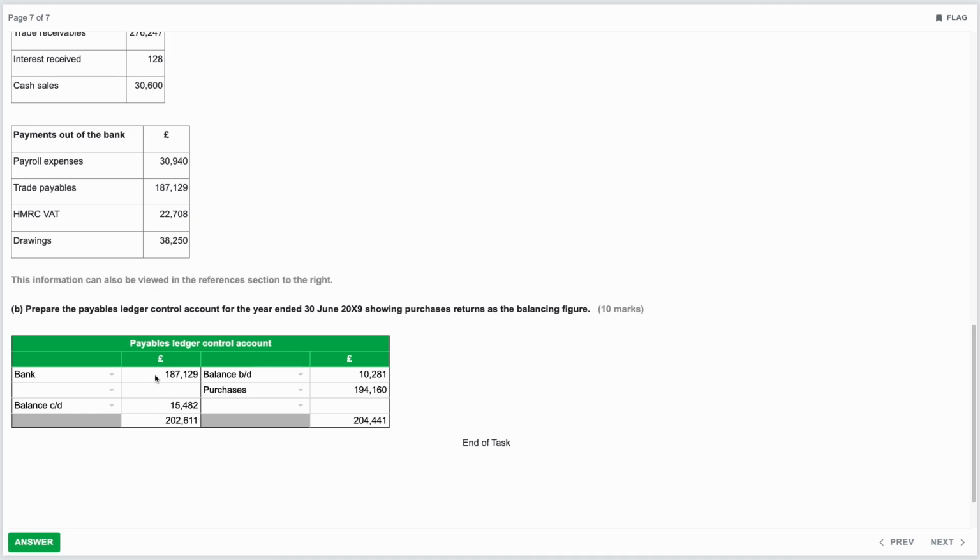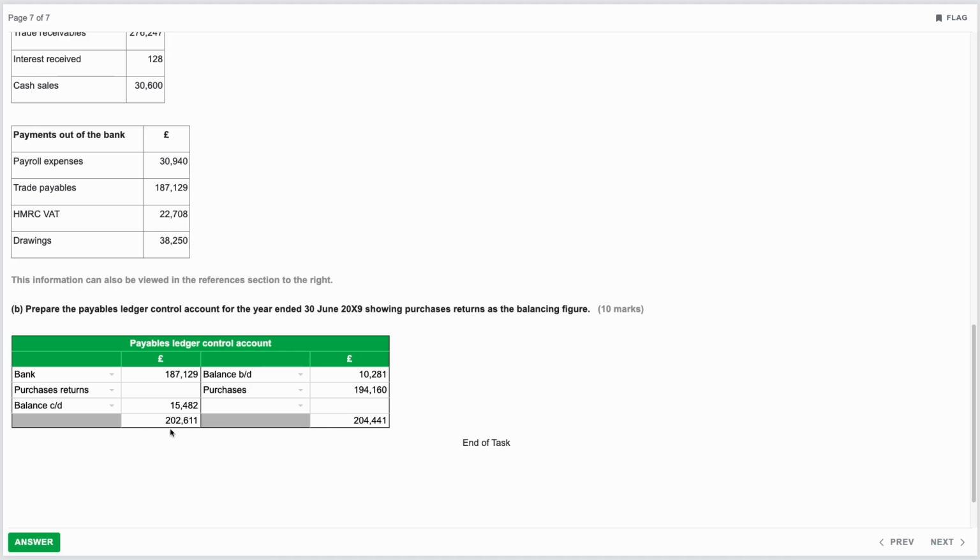Okay, and then our final figure, our balancing figure, will relate to our purchase returns, which again will always be on the debit side of the payables ledger control account because it reduces the amount owed to suppliers. Obviously, if the business has returned something, they no longer owe them for those goods or services. And this would be your balancing figure. So all we would do here is check the difference between the debits and credits, as we would do if we were entering in the balance carried down. But obviously, we've already been given that figure. So the purchase returns would be the balancing amount between the two sides.